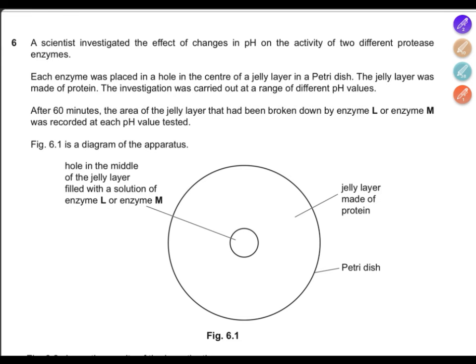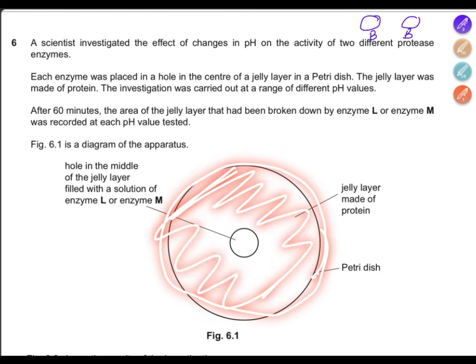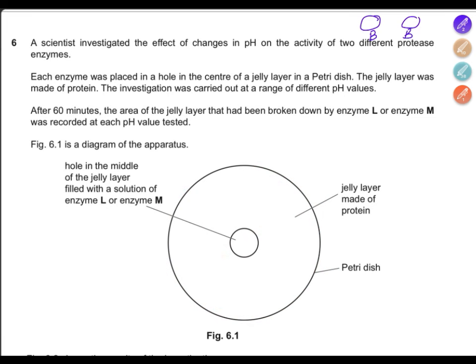Next, scientists investigated the effect of changes in pH on the activity of two different protease enzymes. So you have two enzymes, protease A and protease B. They're different kinds of enzyme. They're slightly different, but they're both protease, and the scientist is going to investigate what happens to the activity as you're changing the pH. So each enzyme was placed in a hole in the center of a jelly layer in a petri dish. This is the petri dish, and it is filled with a jelly layer made up of protein. Then they made a hole, and each enzyme was placed in a hole in the center of the jelly layer in the petri dish.